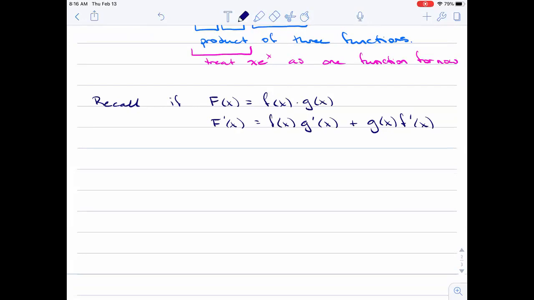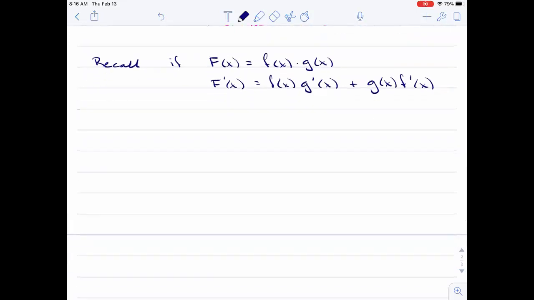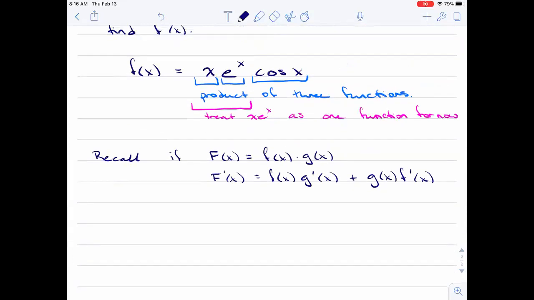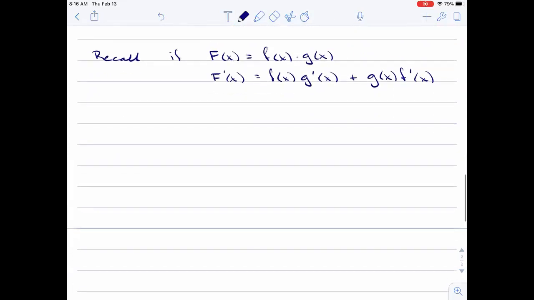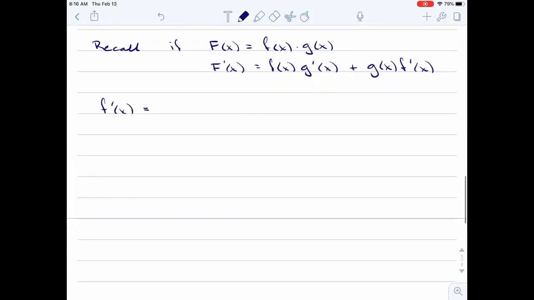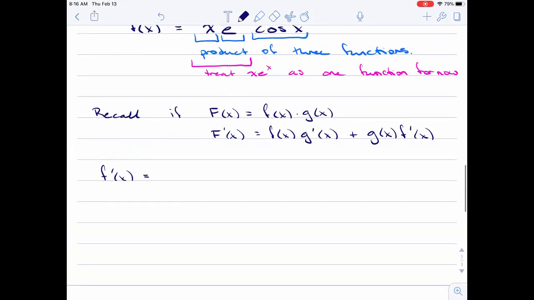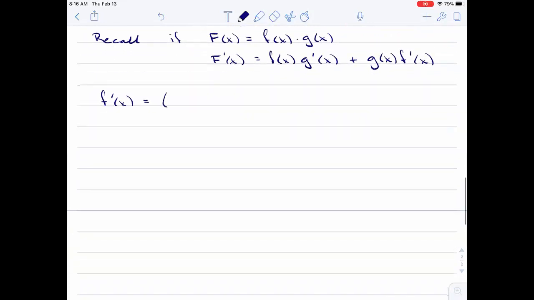So you'll hold the first one steady, take the derivative of the second, and then hold the second one steady and take the derivative of the first, if you've got a product. So in our case, we're letting f of x be x e to the x, and g of x be cos x. So we have to find f prime of x. Well, f of x held steady is x e to the x.